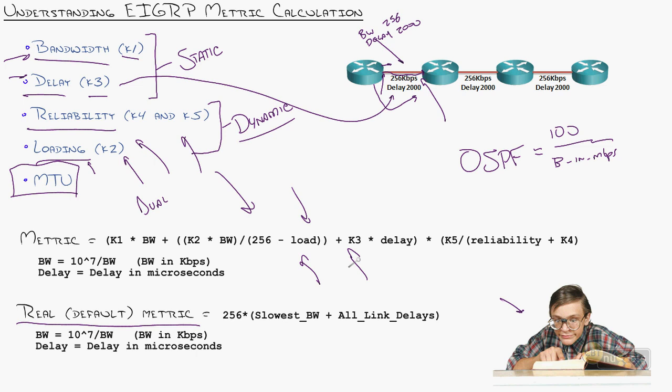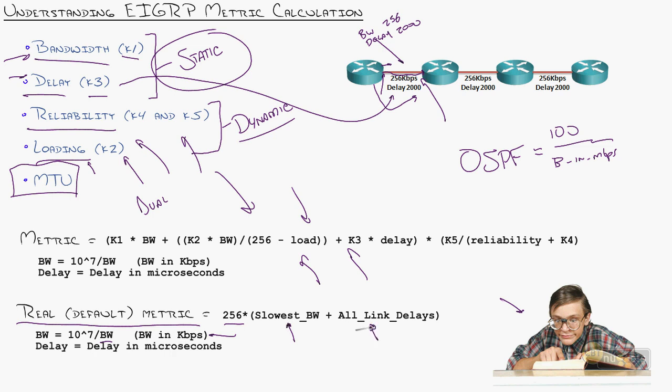And if they put it on the exam, I'd refuse to learn it just because I'd realize how pointless it is. But it's not. So just boiling it down to a simple example, if you keep everything the default, which Cisco suggests, you can take 256 times the slowest bandwidth in kilobits per second. By the way, it's actually 10 to the 7th divided by bandwidth in kilobits per second, and that would be what's filled in here. And then you add in all link delays.